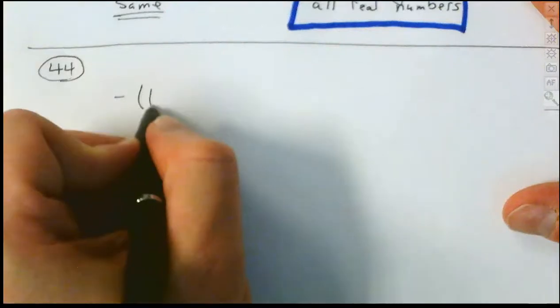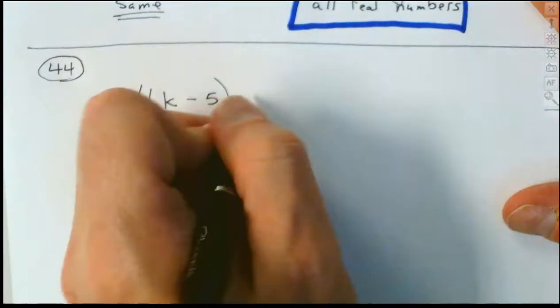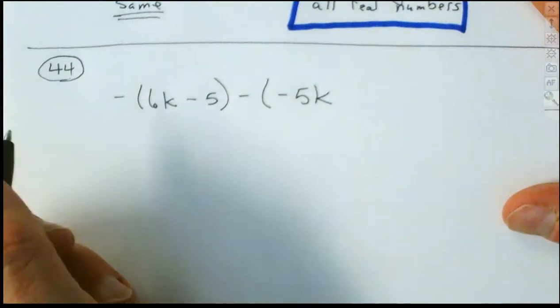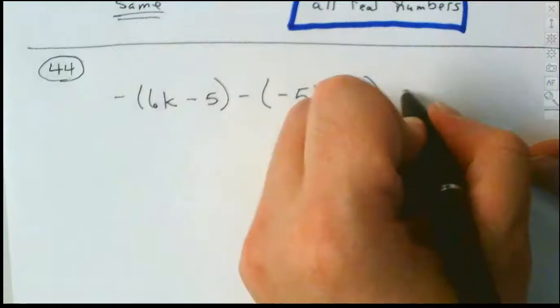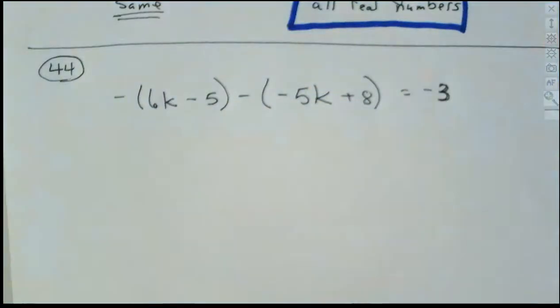You've got minus, parentheses, 6k minus 5, minus, parentheses, minus 5k plus 8 equals minus 3. And I picked this one because it's very easy, but students tend to make a mistake with this one because of the signs. So first thing we need to do is get rid of all these parentheses.